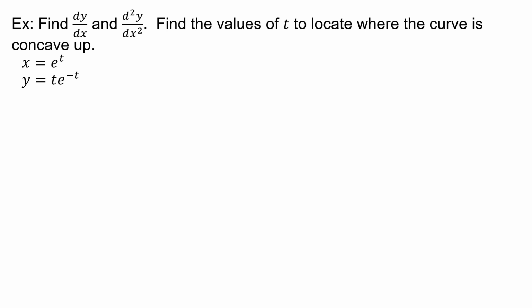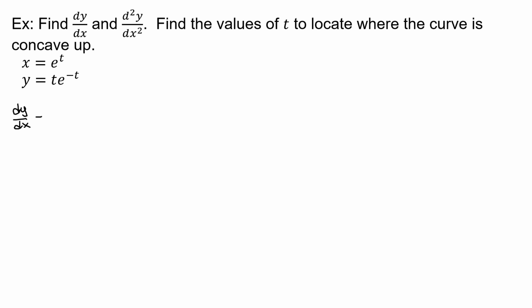Okay, let's talk about concavity and your second derivative. You might remember that from Cal 1. The second derivative tells you whether or not you're concave up or concave down. So this question says, can you find the derivative and the second derivative, and then find the values of t to locate where the curve is concave up.